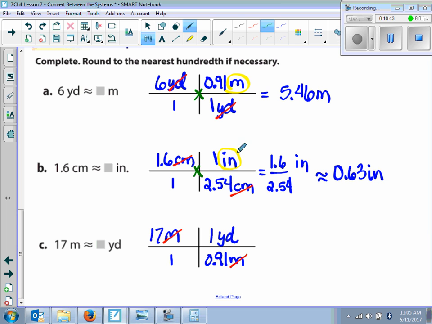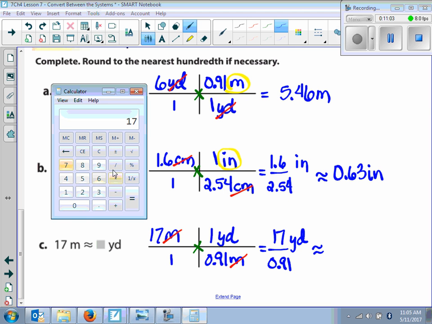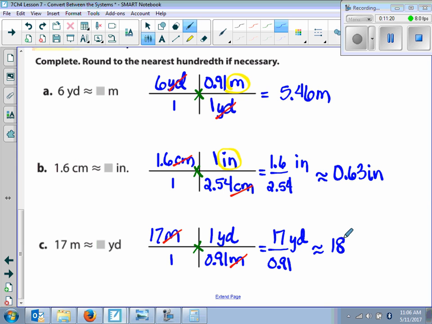multiply straight across. So we're going to multiply straight across, and we end up with 17 yards. Very good. Over what? 0.91. Very good. And now we can go ahead and do that division. So we've got 17 divided by 0.91, and what did you get? 18.681. All right. So what is your final answer going to be? 18.68. Very good. 18.68 what? Yards. Very good. Don't forget your units. Your units, especially in dimensional analysis, are very important.